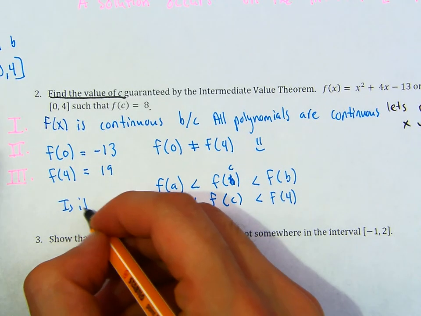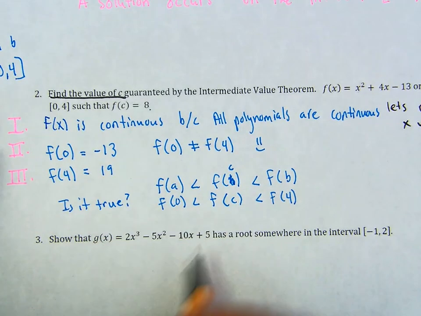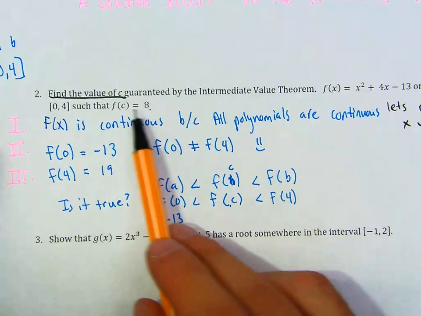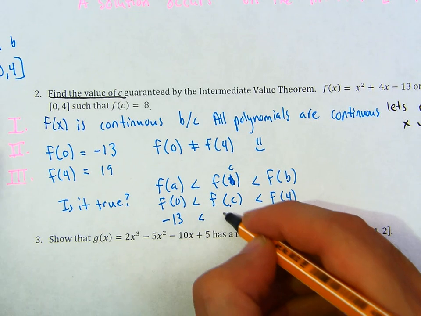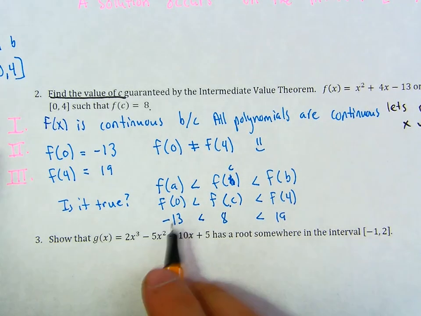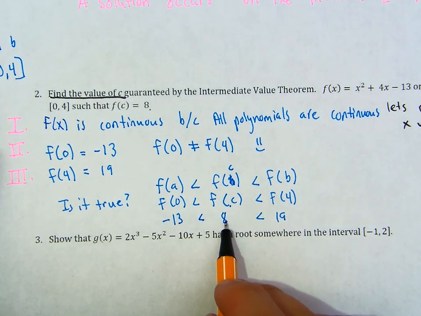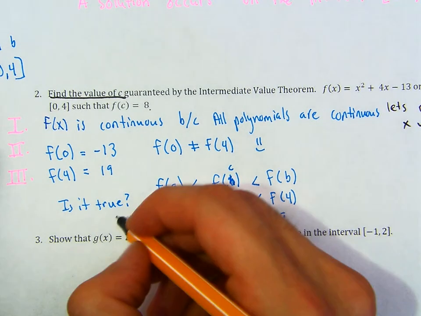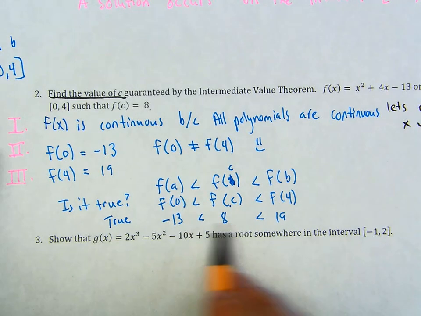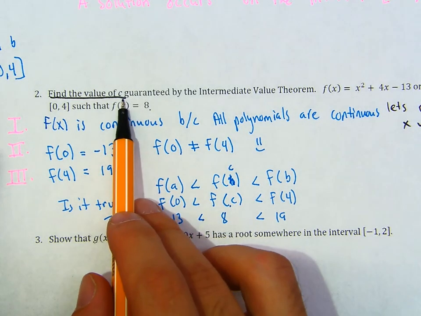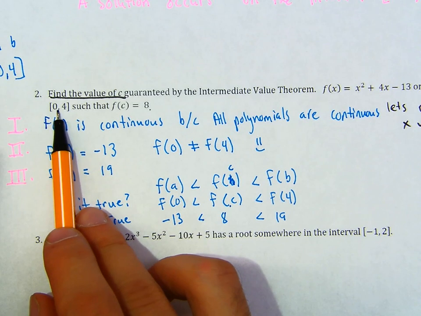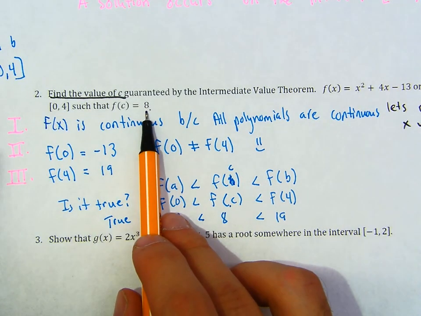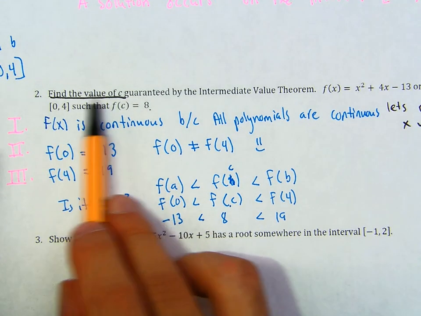Well, let's see, what's f of 0? It's negative 13. What's f of c? It's 8, okay? And what's the other one? 19. Now, is this inequality true? Is 8 greater than negative 13, but less than 19? It's true, okay? So what does that mean? That means there has to be some number between 0 and 4 such that when I plug that number in, it gives us 8. Now the question is, how do you find that value?